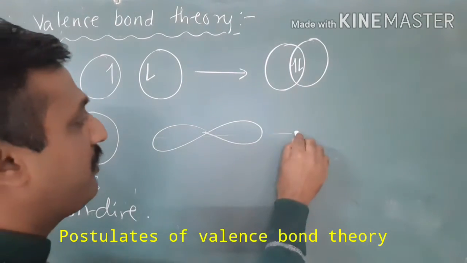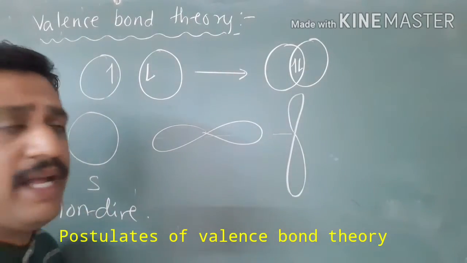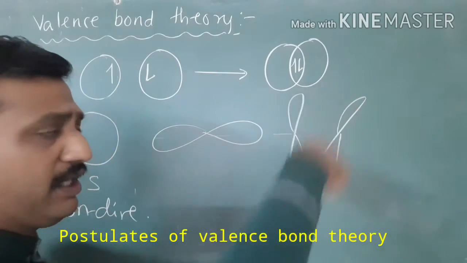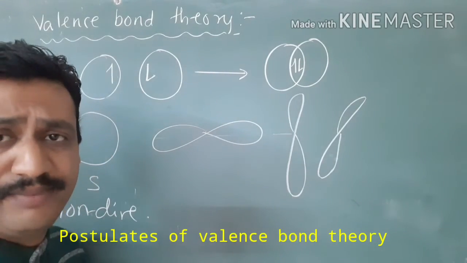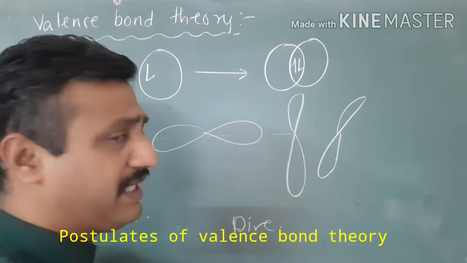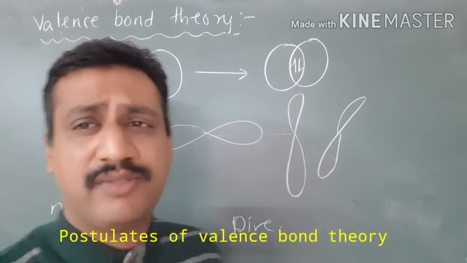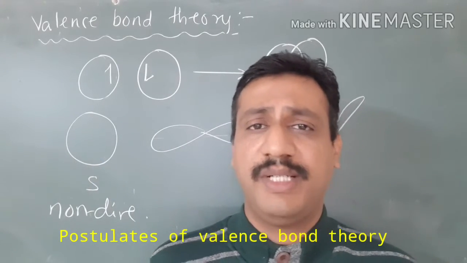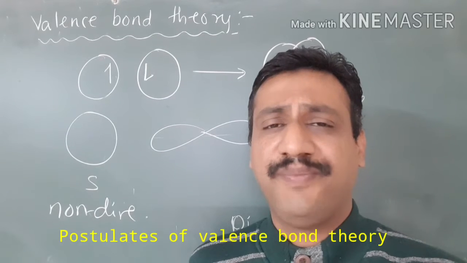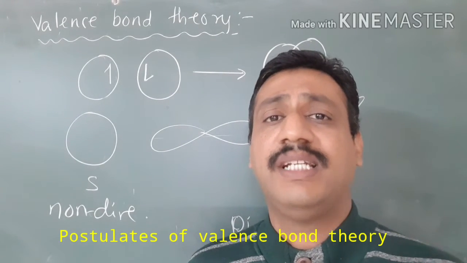For the py orbital, the probability of finding an electron is maximum over the y-axis. For the pz orbital, the probability of finding an electron is maximum over the z-axis. It means p orbitals are directional. Besides that, the d orbitals are also there: dxy, dyz, dx square minus y square, dz square. All these orbitals, their shapes you can see in the video on atomic structure. So p, d, f orbitals are directional in nature.